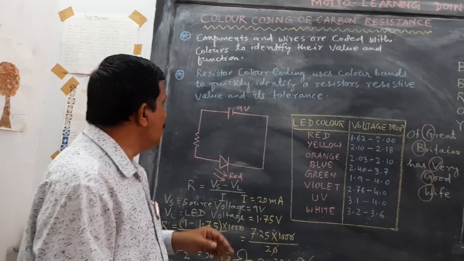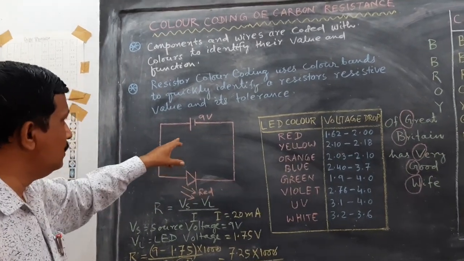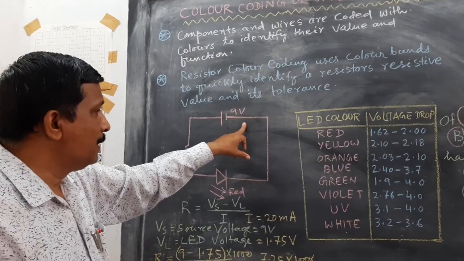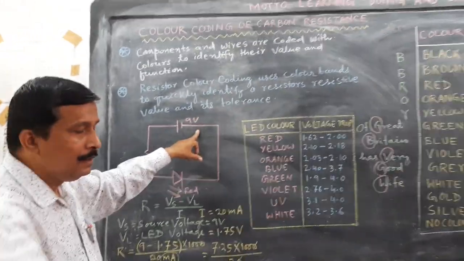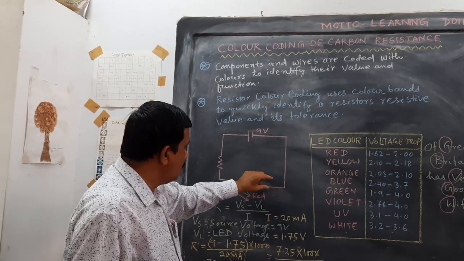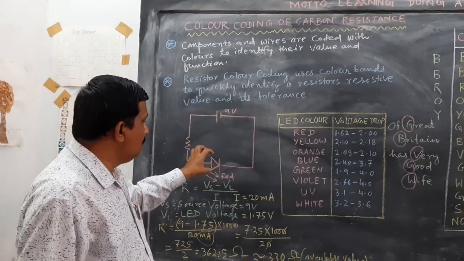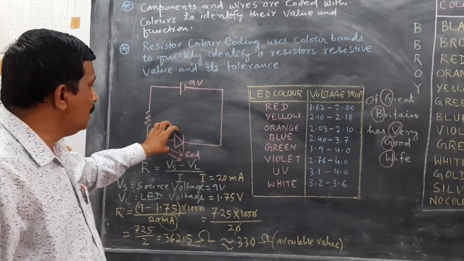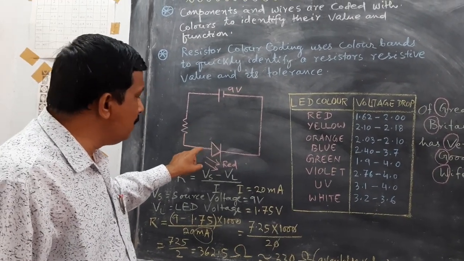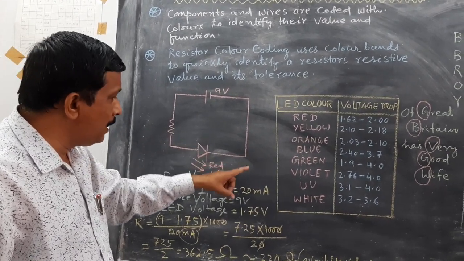Or similarly, see here, this is one circuit. I have drawn one circuit. This is the cell. Suppose this is a 9-volt cell. Just like I have told you that cell. Then this is a resistance, and this is your diode. And you will see that this LED has different values. LED means light emitting diode. So this light emitting diode has different values. Different colors will specify different values.